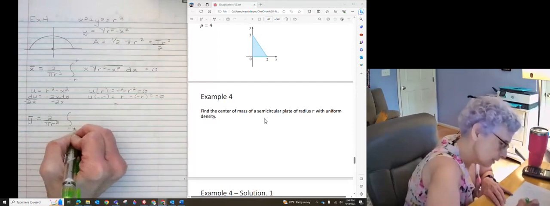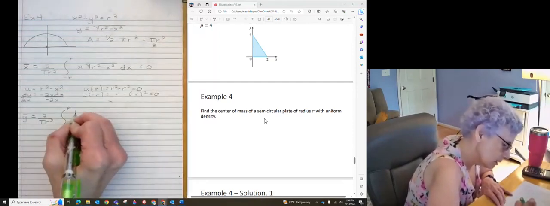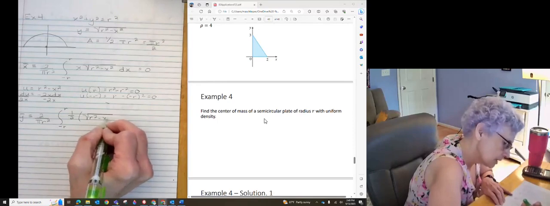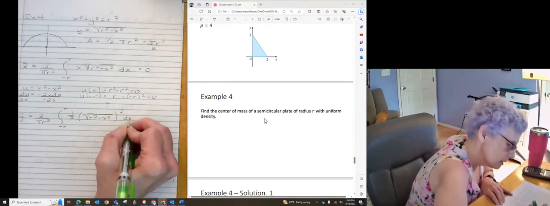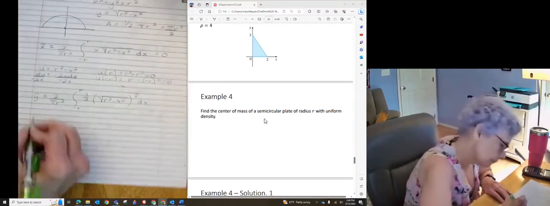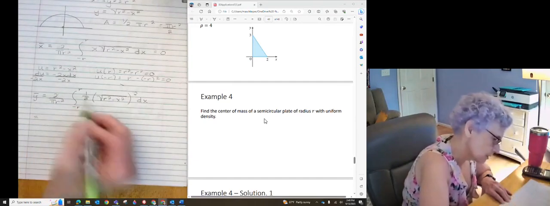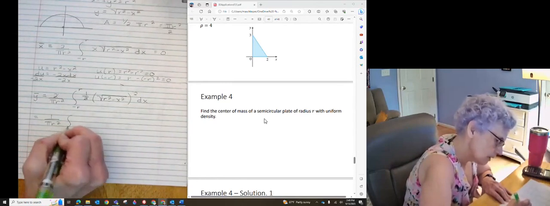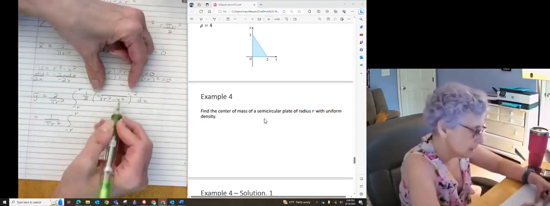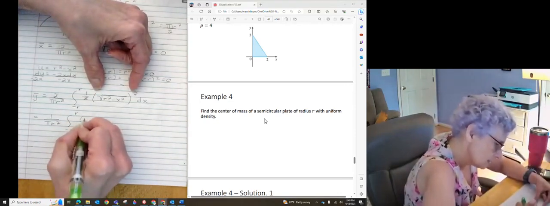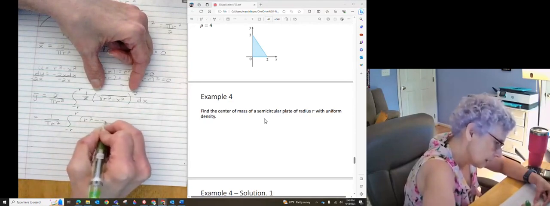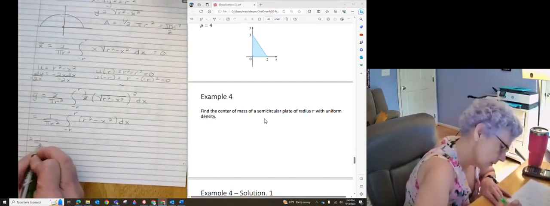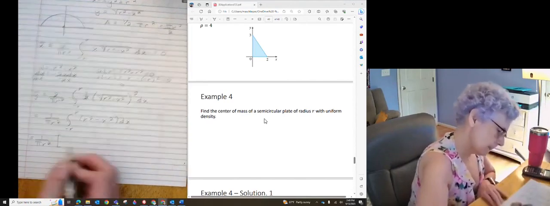pi r squared, integral from negative r to r, 1/2 of the square root of r squared minus x squared, squared. Now I have a 2 here, I'm going to cancel. I have 1 over pi r squared, integral from negative r to r, and when I square this, the radical goes away and I'm really happy. So I have 1 over pi r squared.